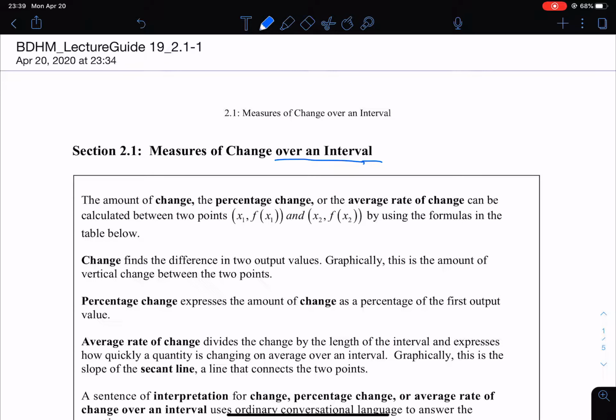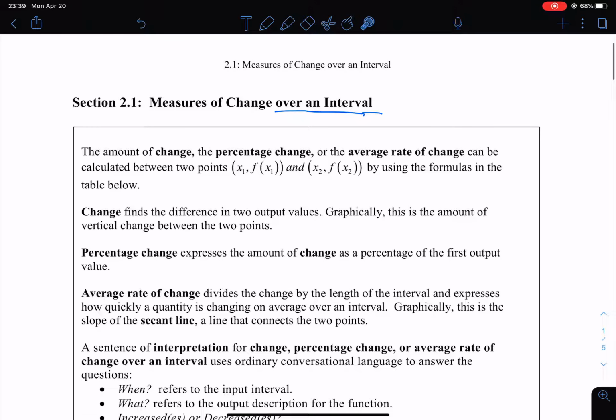Hello everyone. This video is about chapter 2. Section 2.1, measures of change over an interval. In this section, everything is about an interval. This section talks about three changes. The first one, change. The second one, percentage change. And the last one is average rate of change.